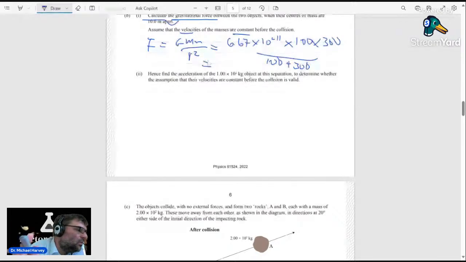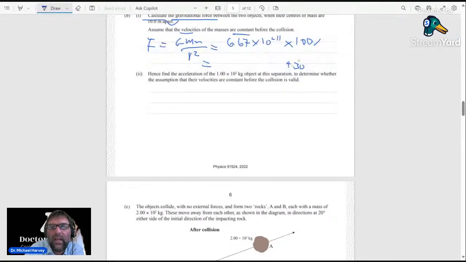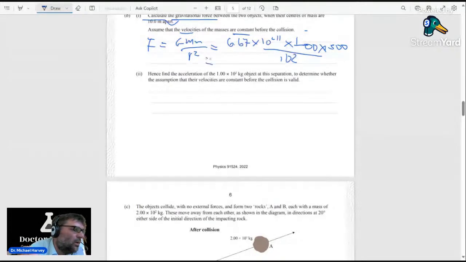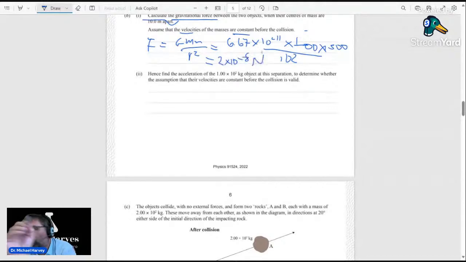So if you plug in the numbers, you should get, what have I done? Oops, I've got the wrong equation. Let's do that again. That doesn't make any sense. There we go. So 6.67 times 10 to the negative 11, times 100 times 300. And then you divide that by r squared, which is 10 squared. There we go. That's what I did wrong. Okay, and that should give you a number of 2 times 10 to the negative 8 newtons.